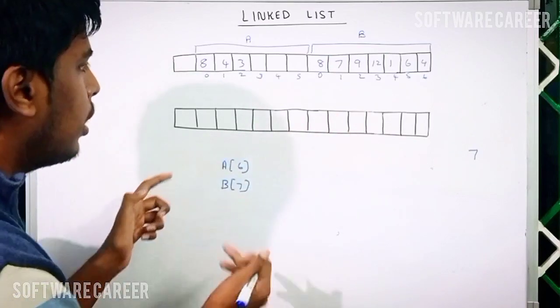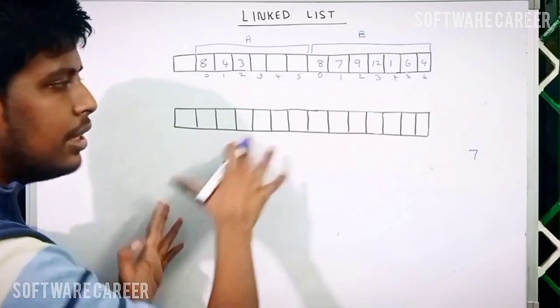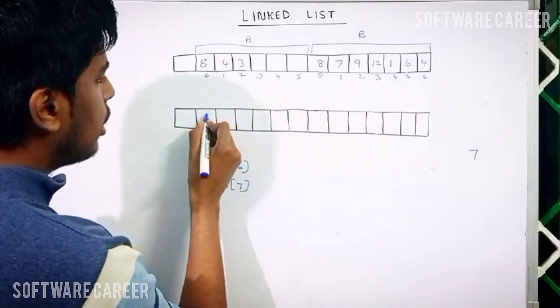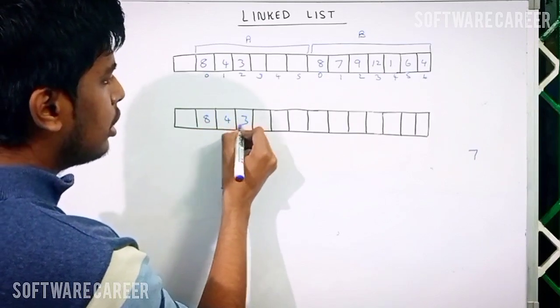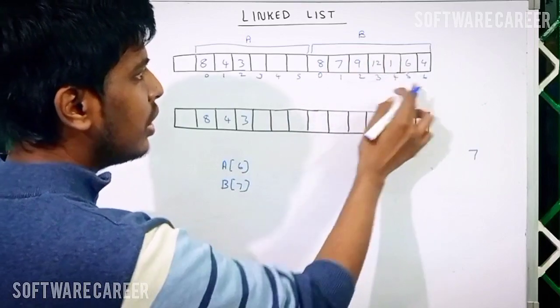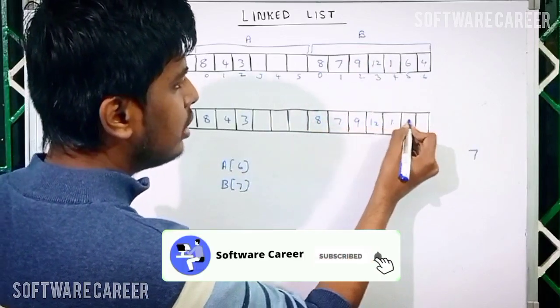How? In a linked list, I can randomly place elements. Suppose 8 is placed here, then 4 is placed here, 3 is placed here. So now 8, 7, 9, 12, 1, 6, 4 are placed here.